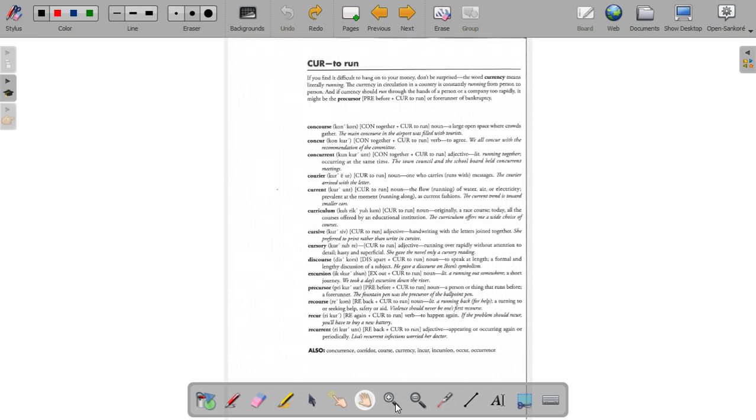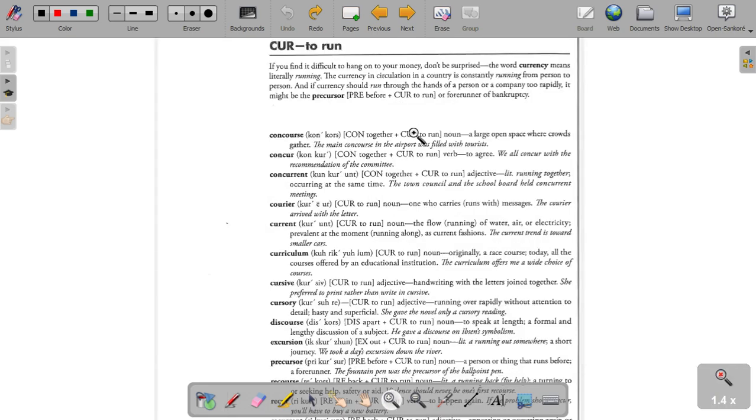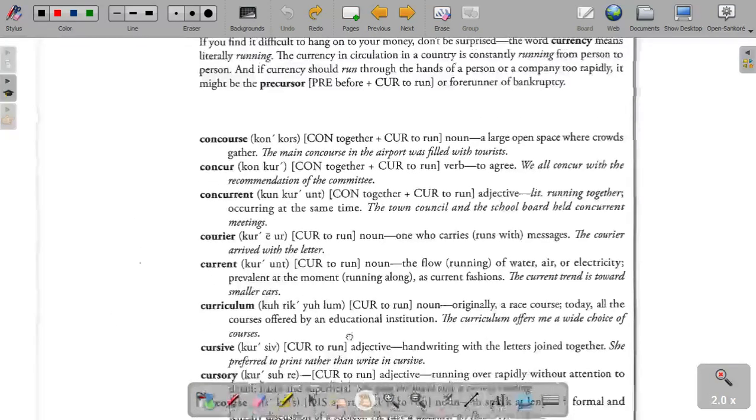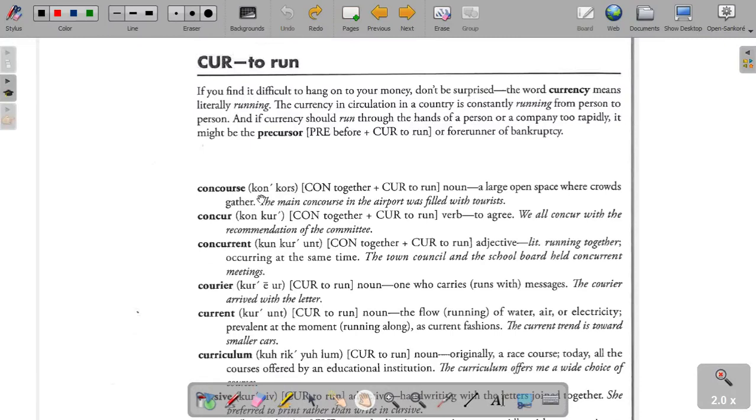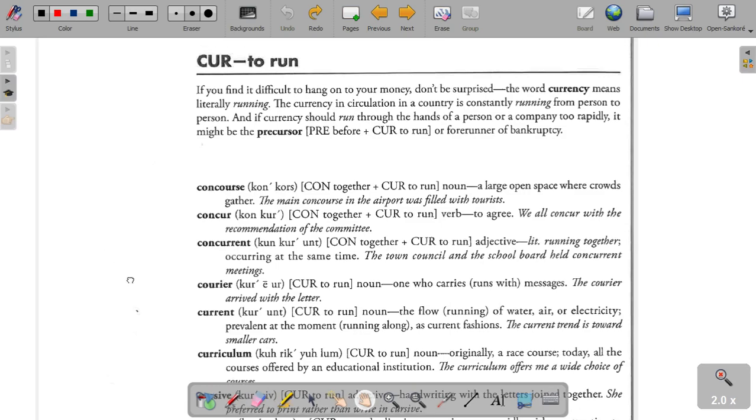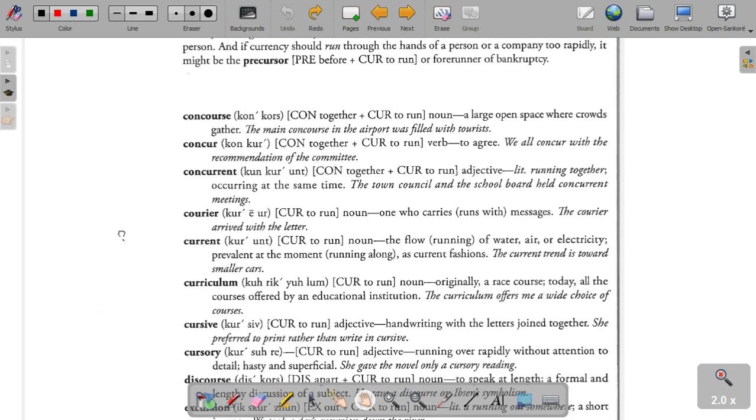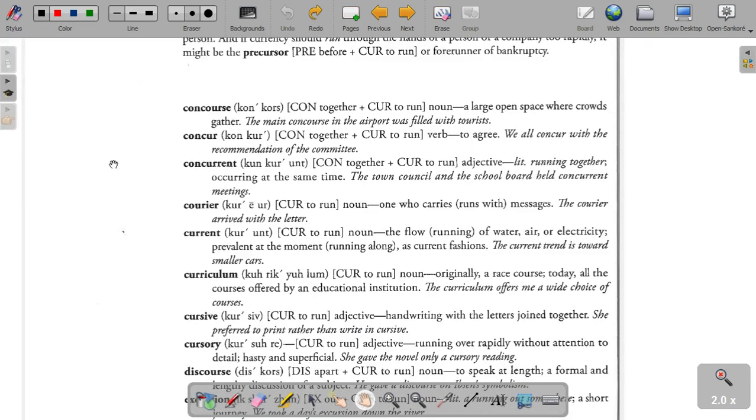Okay, let's go ahead and go over a few of these. We're not going to spend too much time because I'll probably have you do most of this for homework, but I do want to briefly go over these. So cur means to run. So if you find it difficult to hang on to your money, don't be surprised. The word currency means literally running. The currency in circulation in a country is constantly running from person to person. And if currency should run through the hands of a person or company too rapidly, it might be the precursor or forerunner of bankruptcy. So let's go through these words.